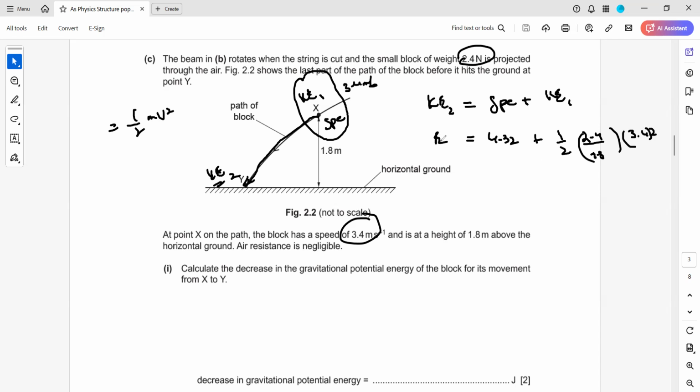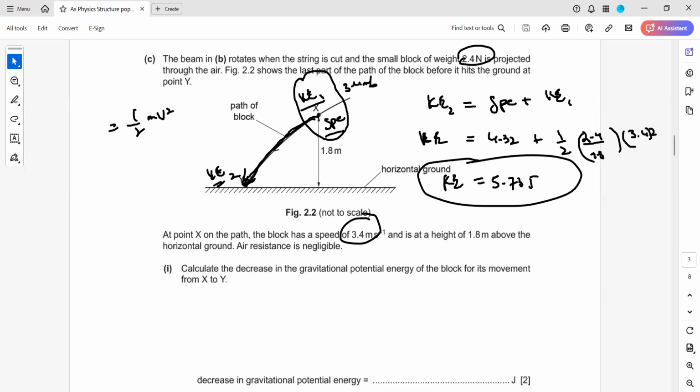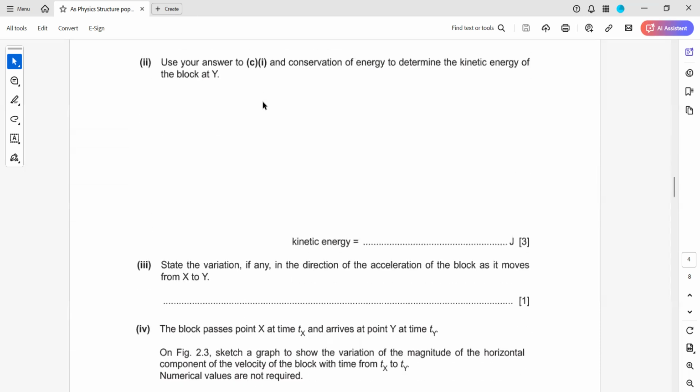So this will give us the new kinetic energy at point Y, because the kinetic energy plus the gravitational potential energy has converted into kinetic energy. So we'll get the new kinetic energy, that will be the sum, 5.73. So 5.73 joules of kinetic energy is there. That's the total kinetic energy at point Y.